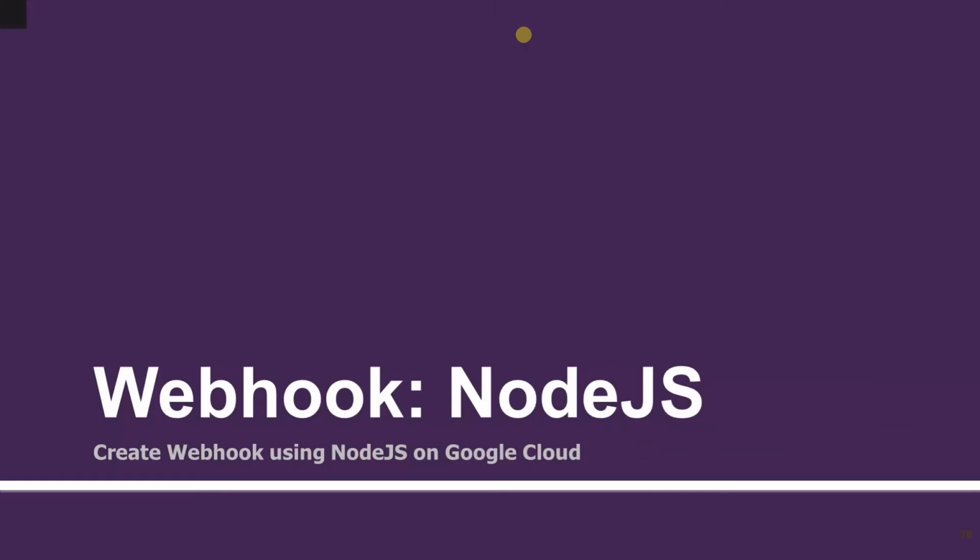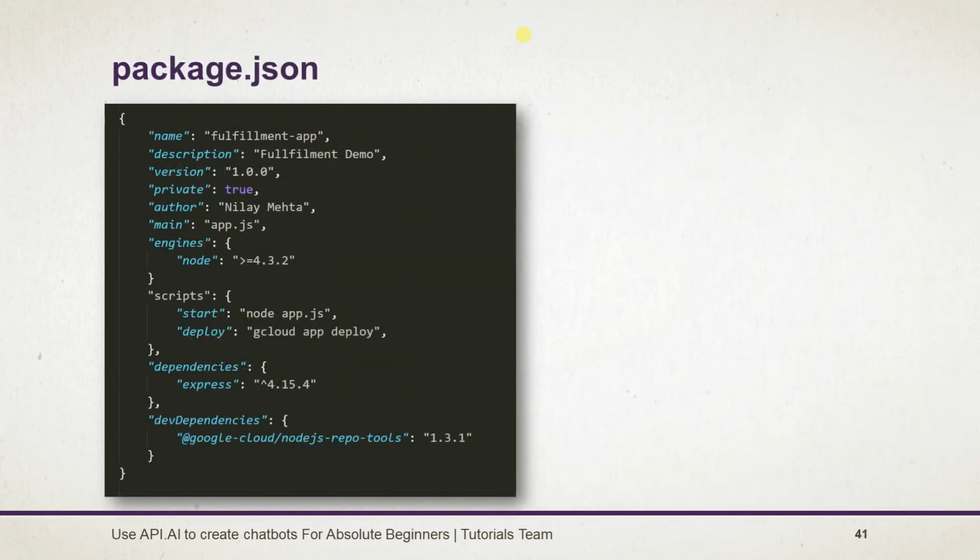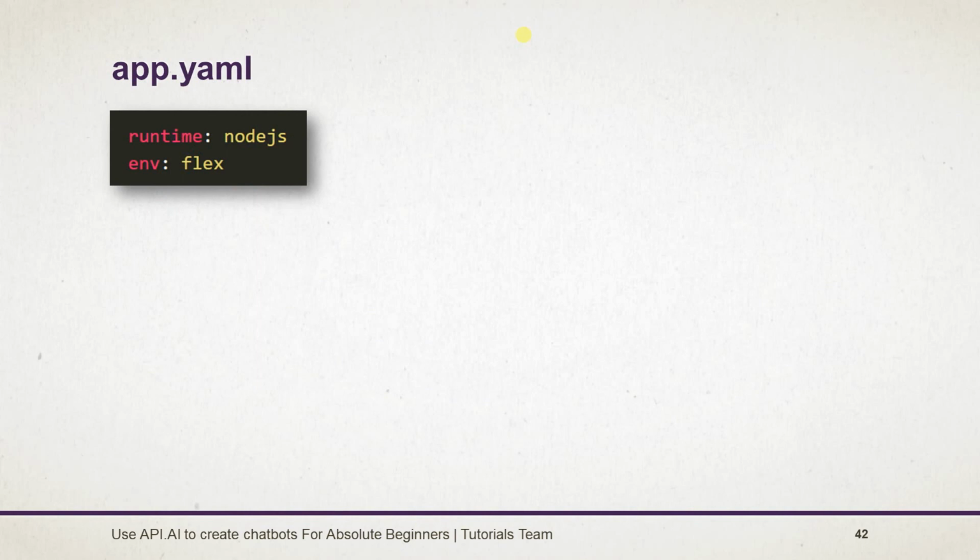Let's see what we learned in this session. First of all, we created the route in which we retrieve the two numbers from the request body. For this, we need to use body-parser. Then we created the message that we want to return and sent it with the 200 code. And here is the package.json in which we have specified the dependency details. In the app.yaml file, we have just specified that the runtime for the app will be Node.js and the environment is flex.